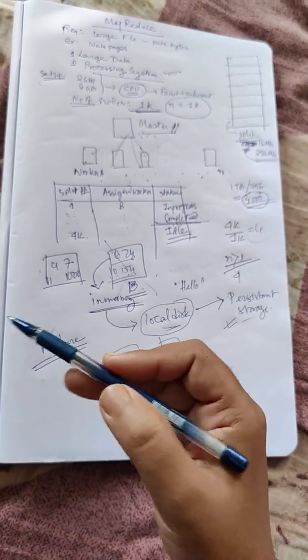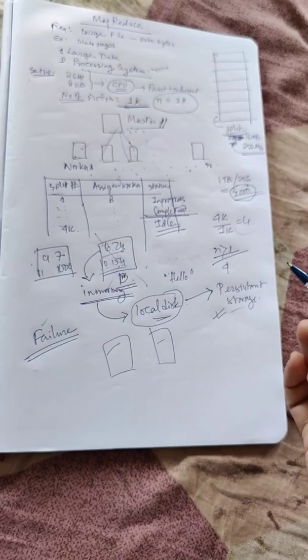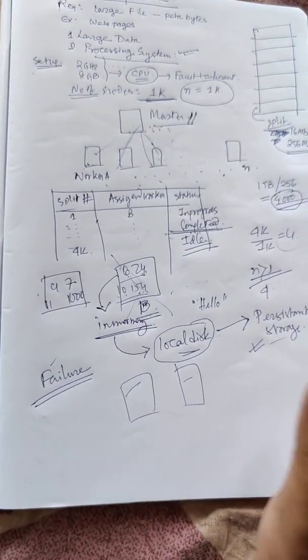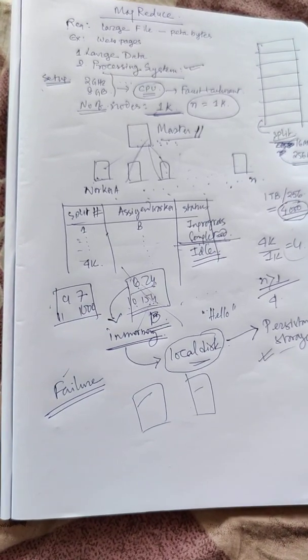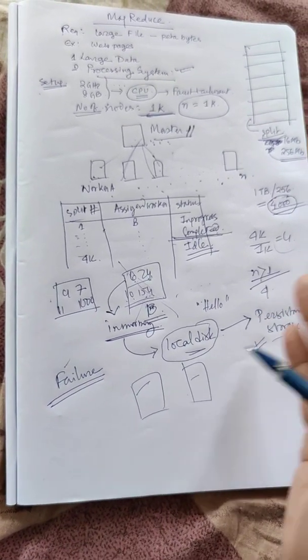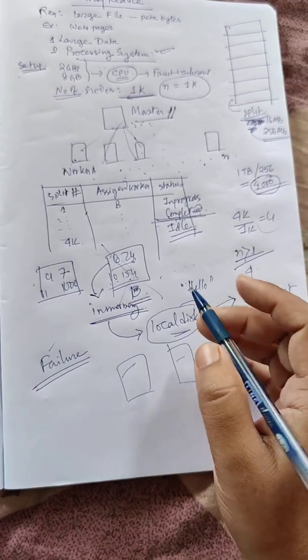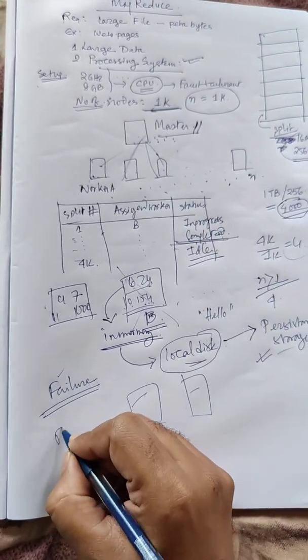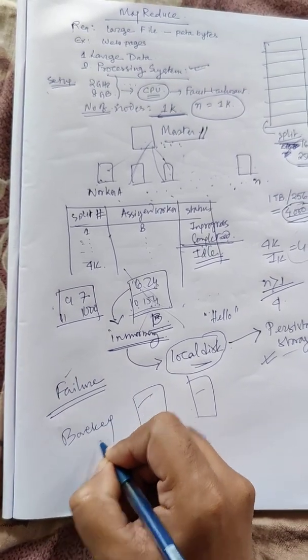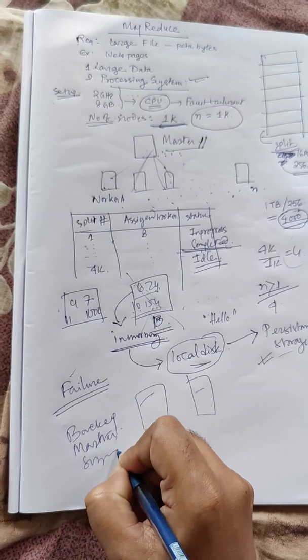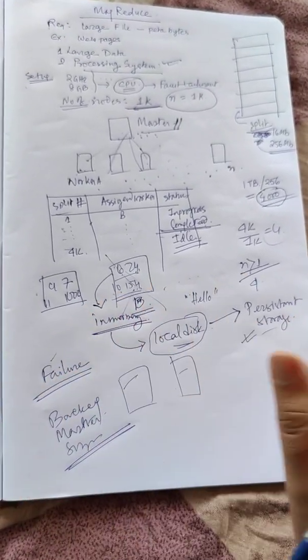So what if the master goes down? The master can also go down. There are no steps taken care of from the MapReduce point of view, but yes, you can take care of that as well. You can take a backup of the master in a synchronous manner. Backup of the master is essential in a synchronous manner. That is going to work perfectly fine.